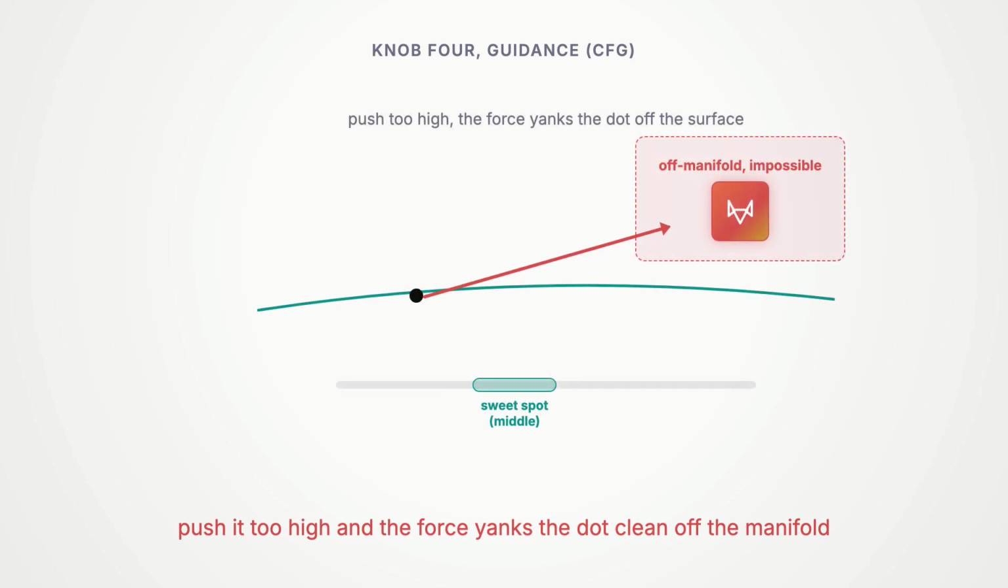Push the guidance too high and that force yanks the dot clean off the manifold, off the surface where real images live, out into a region of impossible pictures. The result is what people call fried. Blown out colors, hard edges, a burnt oversaturated look, and oddly less variety, because everything collapses toward the same overcooked answer. Guidance is not an accuracy knob. It is a tension knob, prompt faithfulness on one side, natural and diverse on the other, and the sweet spot for most models is a moderate middle, not the maximum.